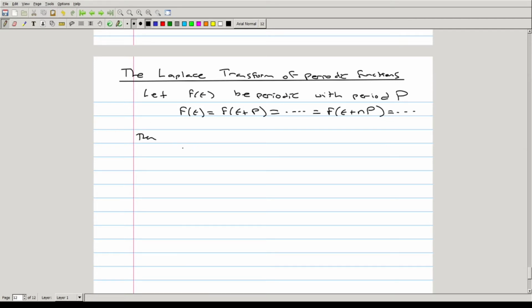Then the Laplace transform of the function f is equal to 1 over 1 minus e to the negative p times s, times the integral over one period of e to the negative st times f of t dt.